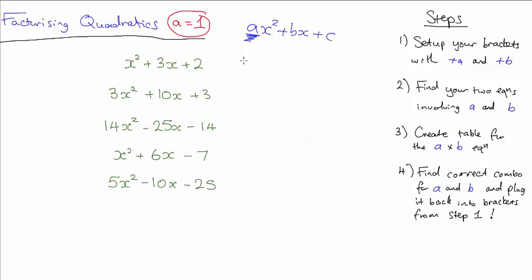So alright, let's be clear. This quadratic, hopefully you can see it's a equals 1 because the number in front of the x squared isn't a 0, it's a 1. If it was a 0, the x squared wouldn't be there. This one is a equals 3. This one's a equals 14. You get it, right? We're just bothered about the number in front of the x squared. That's 1. So this one, hopefully by the end of this video, you should be able to factorize, and that's a equals 5.